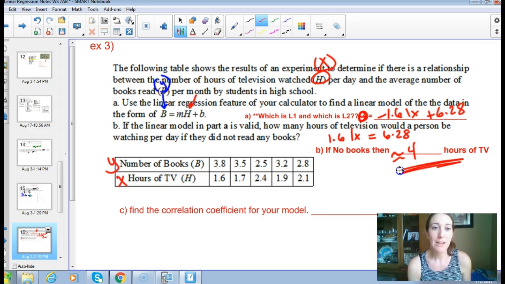Excuse me. So the correlation coefficient, I didn't write that down, is negative 0.987, I think. If it wasn't, I apologize. That's a very strong negative correlation. So model is good. Model is good.